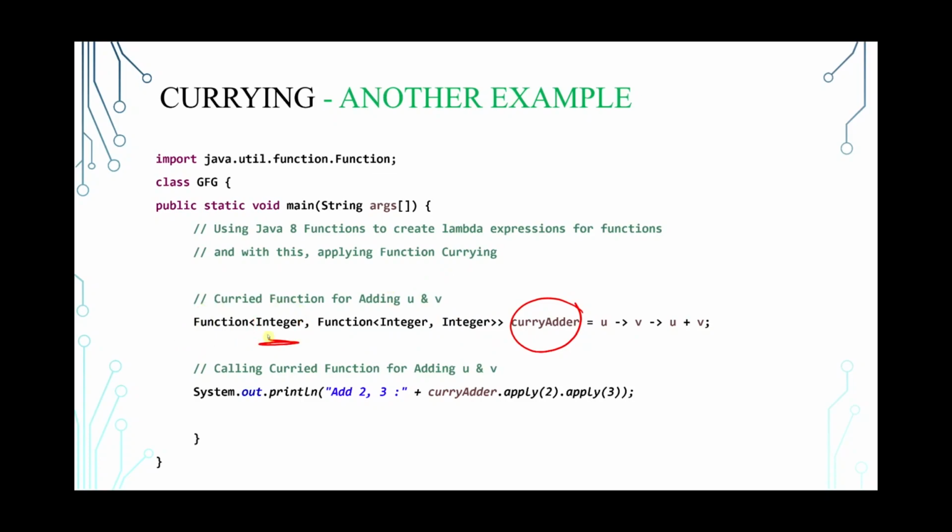So this function, we define that these two, u and v, are integers. And this is your function. So we say when you get a u and v, add them. So curry adder dot apply 2, this is your u, dot apply 3, this is your v, then this whole statement is going to give you 2 plus 3.